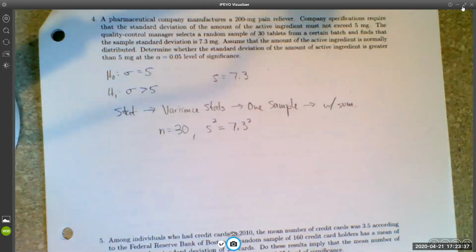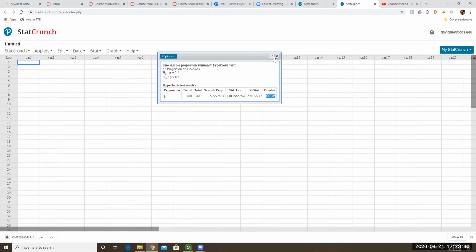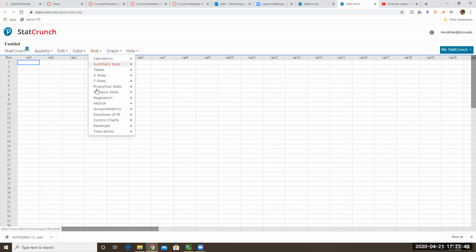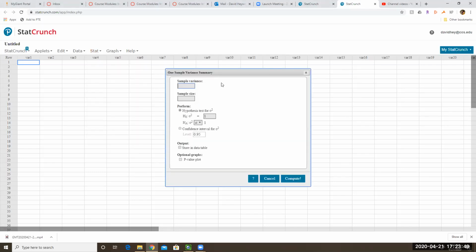Let's see what we get. So I'm going to Stat, Variance Stats, One Sample with Summary. Sample variance was 7.3 squared. Again, to get that caret symbol, that's above the 6 on your keyboard. So hit Shift 6 to get the caret symbol. Alternatively, you could just enter 7.3 squared into your calculator, and whatever number it gives you, put that number in here. But anyway, 7.3 squared, the sample size is 30.